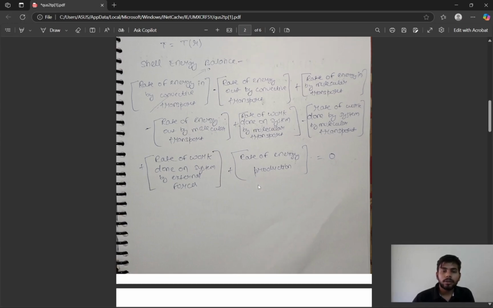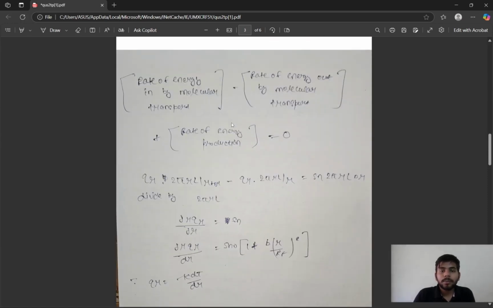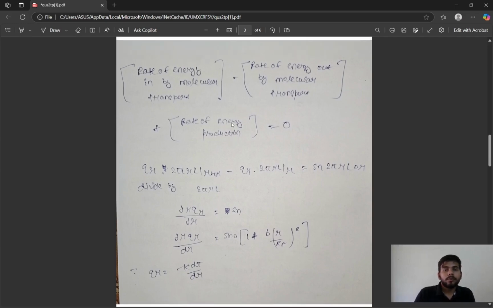So after all non-zero and zero terms, we are left with only three terms: rate of energy in by molecular transport, minus rate of energy out by molecular transport, plus rate of energy production, and all of this comes to zero. For applying the energy shell balance we need rate, but we only have flux, energy flux. So if we multiply energy flux by the corresponding area, we can get rate of energy at that particular location. So multiplying flux by area: q_r multiplied by 2πrL at r plus delta r, minus q_r times 2πrL at r, equals S_n multiplied by 2πrL multiplied by delta r.